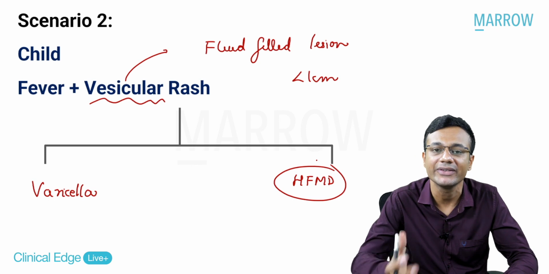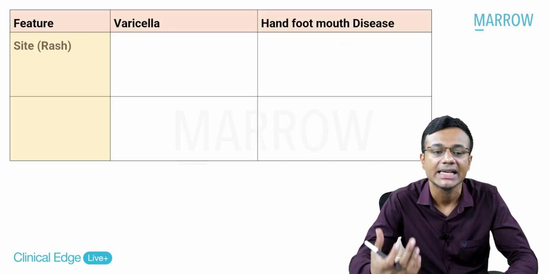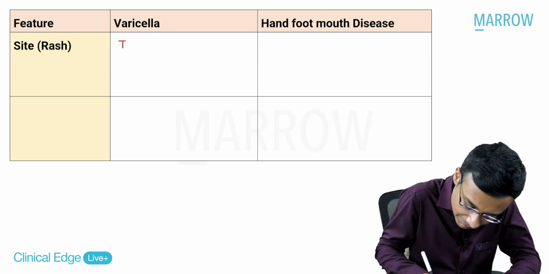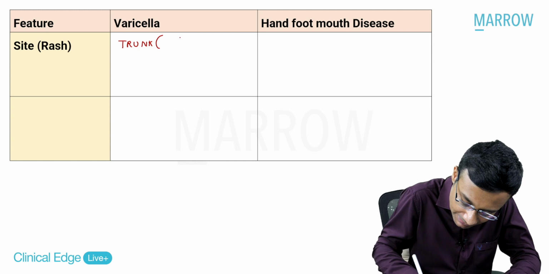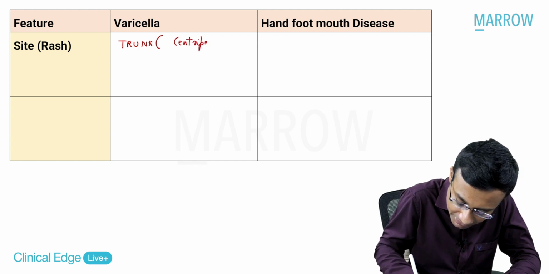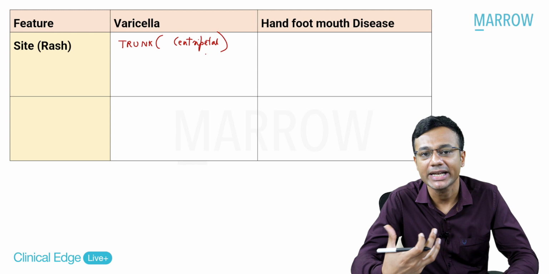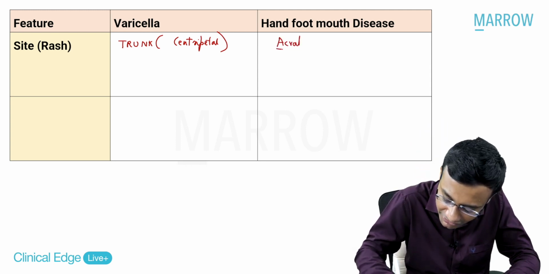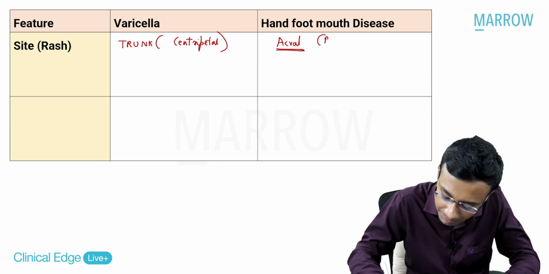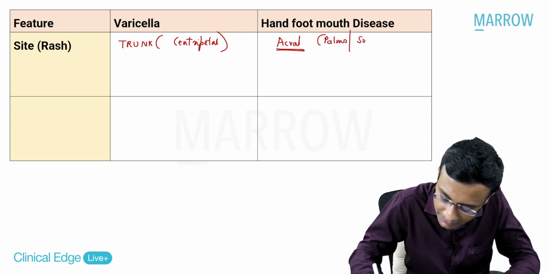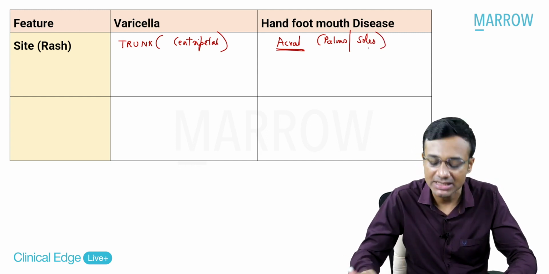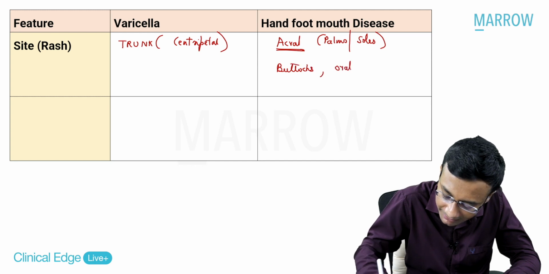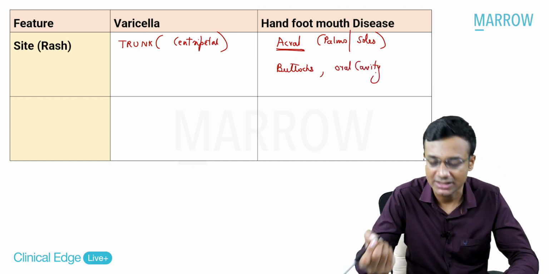So how do we distinguish between varicella and hand, foot, mouth disease? Number one is the site of the rash. So please remember, what is the distribution of varicella? Varicella mainly involves the trunk. It is centripetal in distribution. Whereas if you look at hand, foot, mouth disease, it is mainly acral in distribution. When you say acral, what I mean is palms, soles. But apart from palms and soles, please remember buttocks and oral cavity can also have lesions. So this is first point you need to remember.